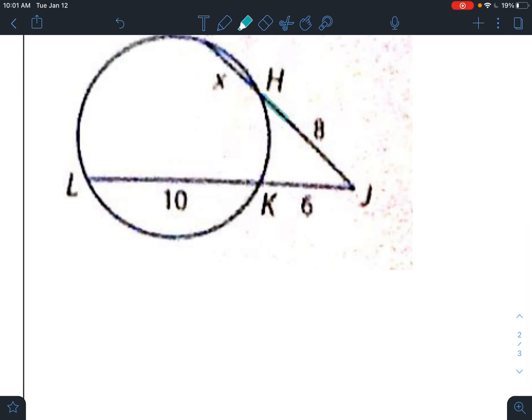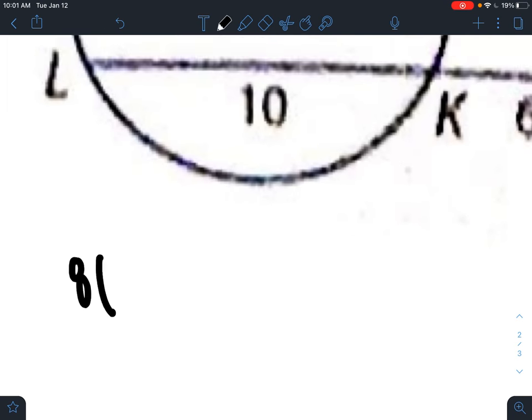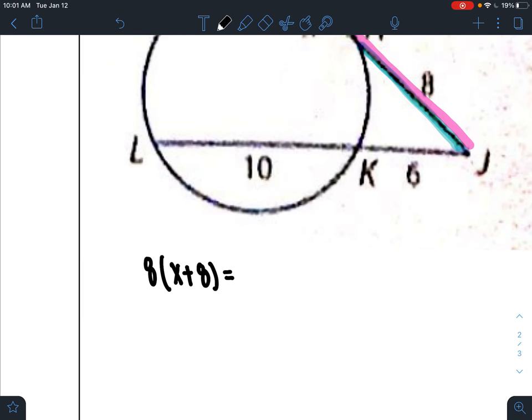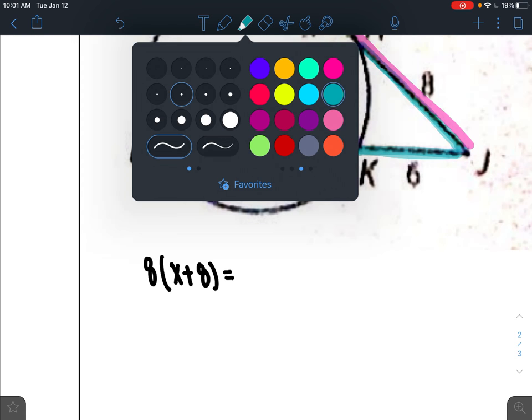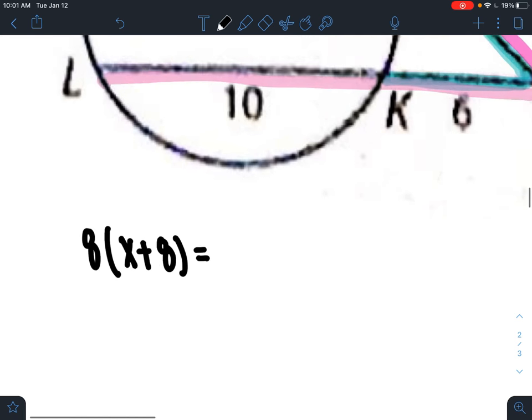Remember what the idea is. We're going to take the outside segment and multiply it times the entire segment. If I do this for the first secant, I'm going to take the exterior segment of 8 and multiply it times the expression to represent the entire segment, which is x plus 8, equals. Same idea: I'm going to take this exterior segment of 6 and multiply it times the entire segment of 16, because I add those together.